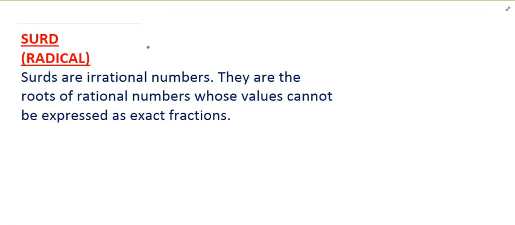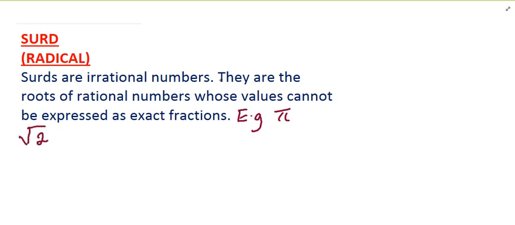Okay, so by definition, according to my notes, surds are irrational numbers. They are the roots of rational numbers whose values cannot be expressed as exact fractions. We cannot actually determine their exact value, so they're not determinable. You just have to get their approximate forms. Examples of surds include the number pi, and other irrational numbers.